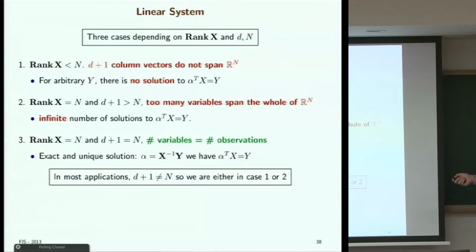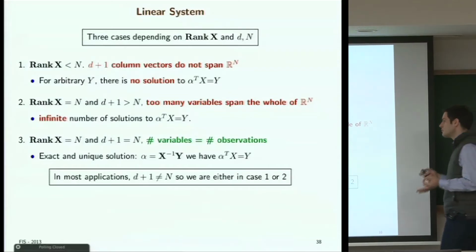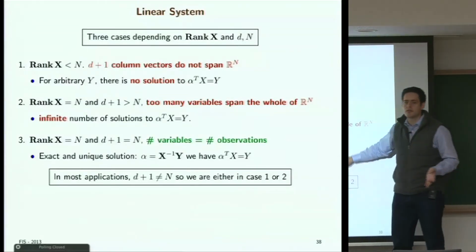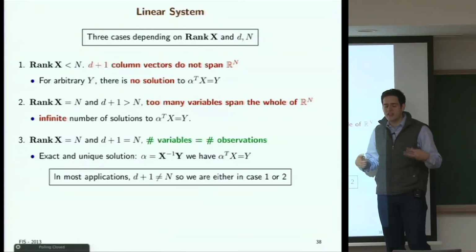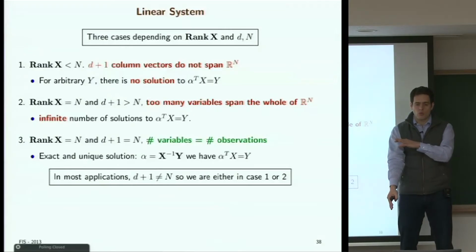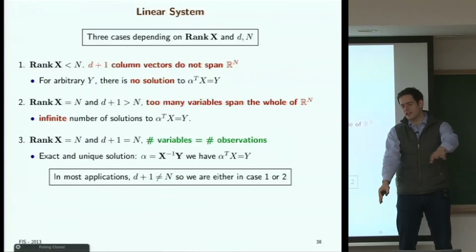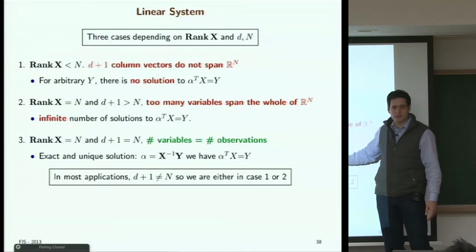So this is a problem. Suppose now in this case, and this is really rare, I've just put it here for the sake of completeness, but this never happens. Suppose the rank of x is equal to n, and you have exactly d plus 1 equals n variables. So I have 1,000 observations, 999 variables plus 1, that's the constant. And then there's only one solution that you can have, which is basically x^-1 y. But this never happens. Okay?